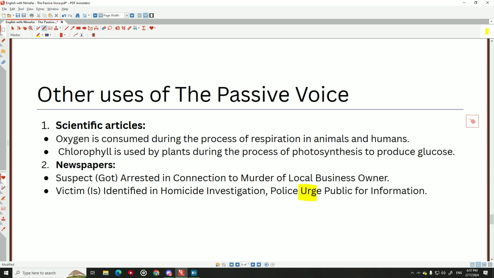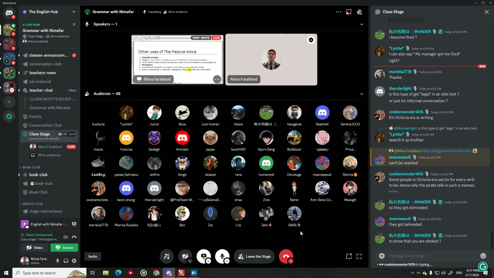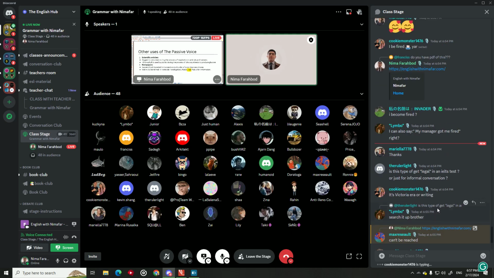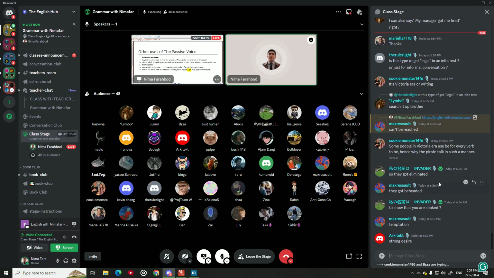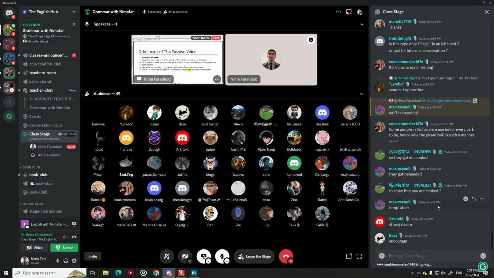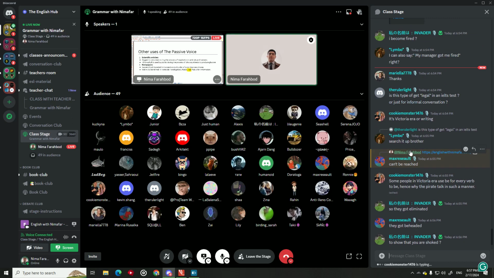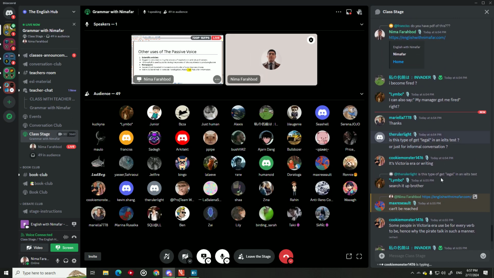And what's the meaning of org? What's the meaning of this word? Can't be reached? Why? Wait. Are you sure? Can you open the website? Search it up. Is this type of get legal in scams or just informal?